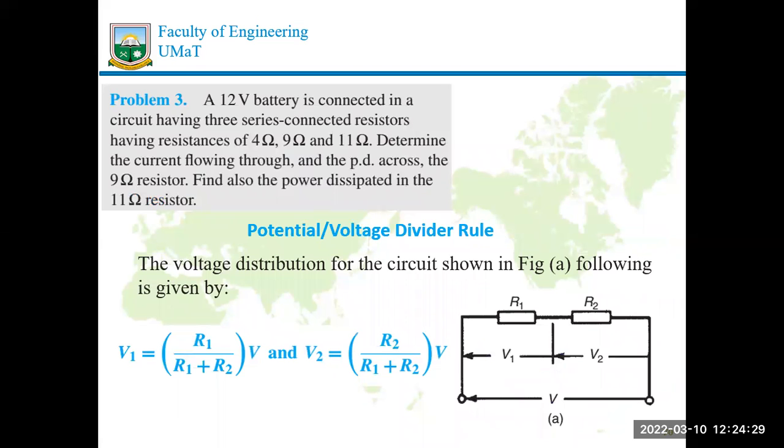All right, so please try problem 3 up here. What has been added in addition to this is that we are asked to look for the power dissipated. For that one, you can use your I squared R, or you can use your V squared over R.